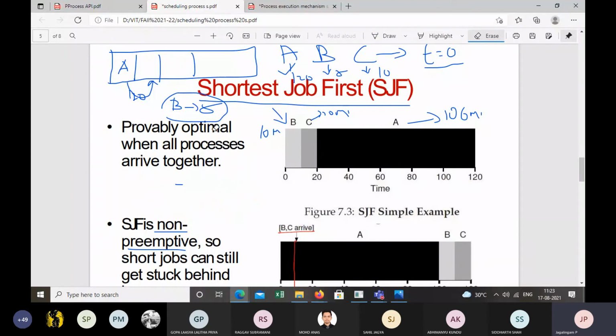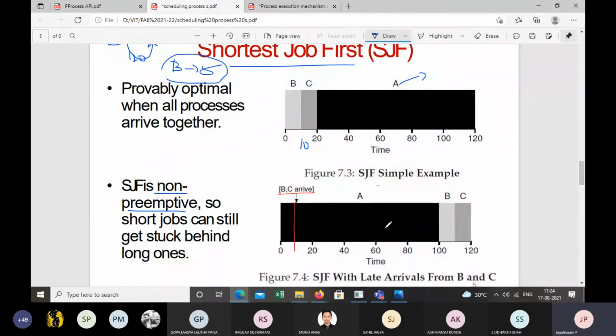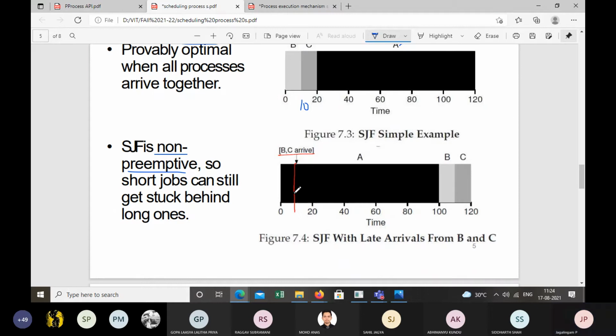Fine. In the case of shortest job first, we know from figure 7.3 that processes B and C need only 10 milliseconds. Therefore, they will be executed first, and process A will be executed last because it needs more time. But the problem with SJF is that it is non-preemptive. Now, can you tell me what happens in figure 7.4? What is non-preemptive?